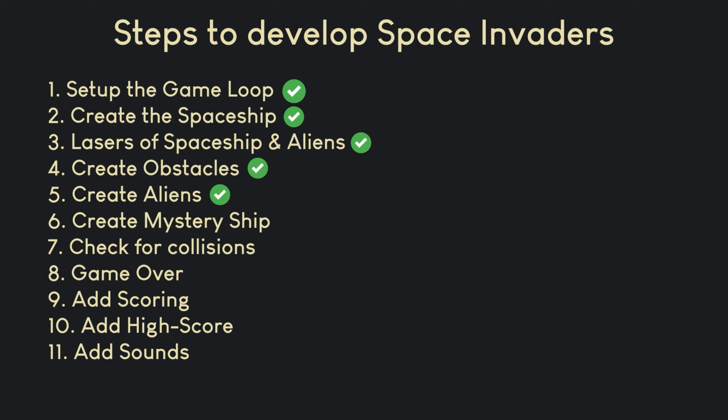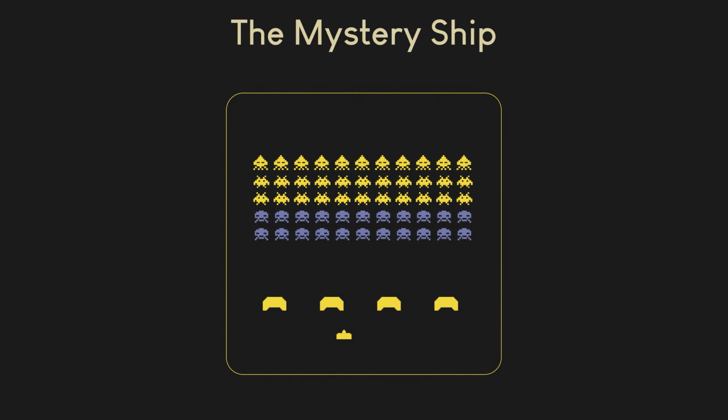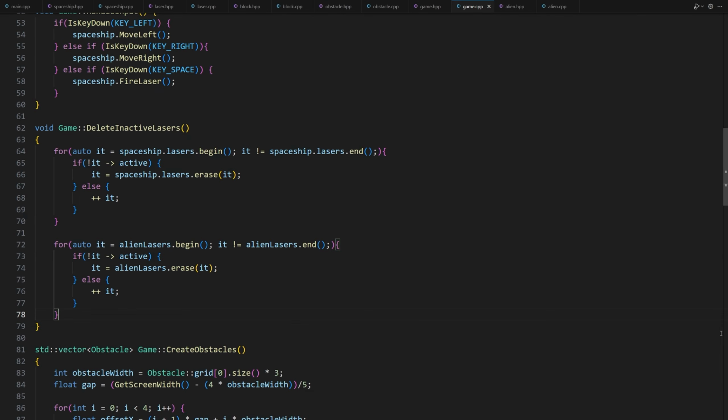Before working on the collisions, let's first work on the mystery ship, the last game element. The mystery ship is another alien ship that appears at the top of the screen from time to time and moves horizontally, either to the left or to the right. Unlike the regular alien ships, this unique alien ship doesn't shoot lasers. However, players have the opportunity to earn extra points by hitting it. So, let's enhance our game by adding this intriguing feature to it.